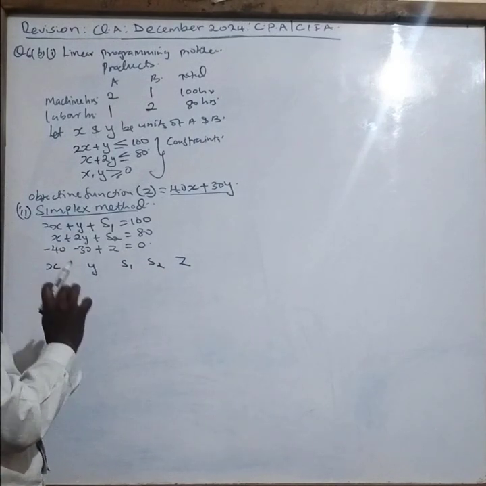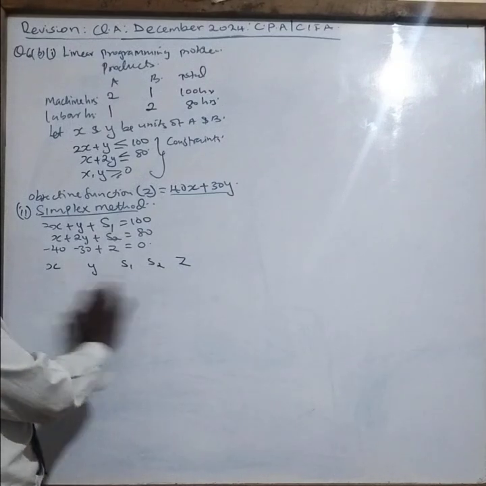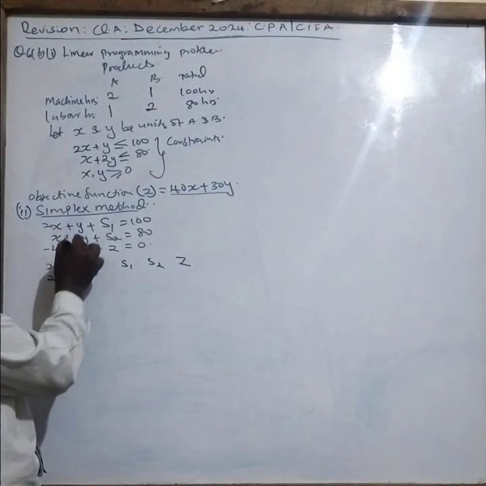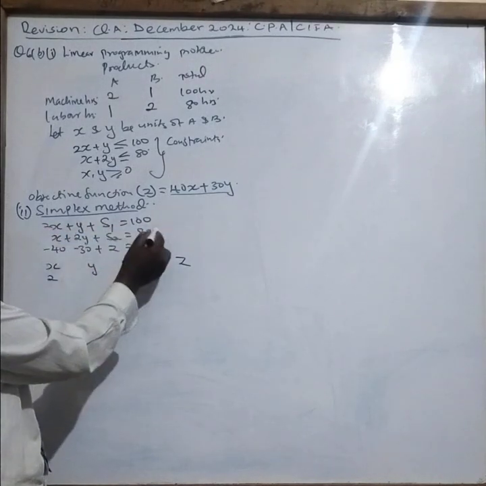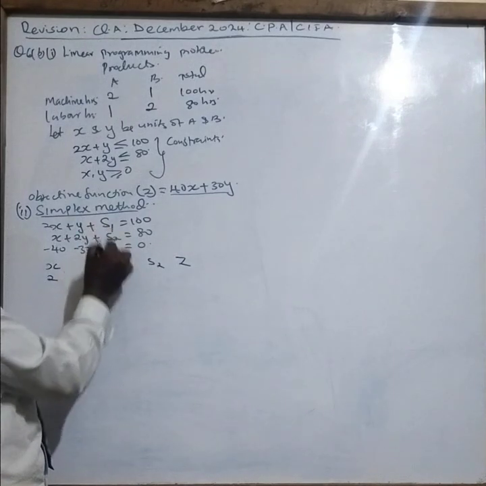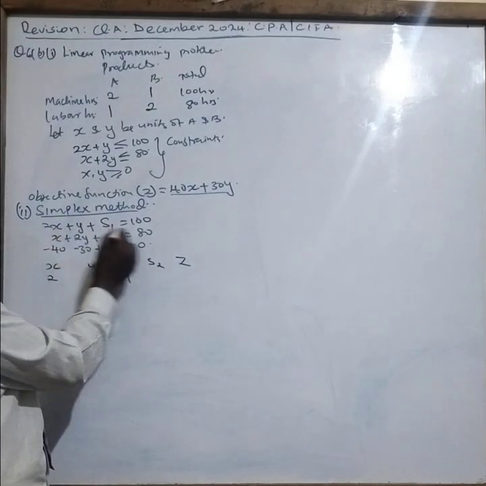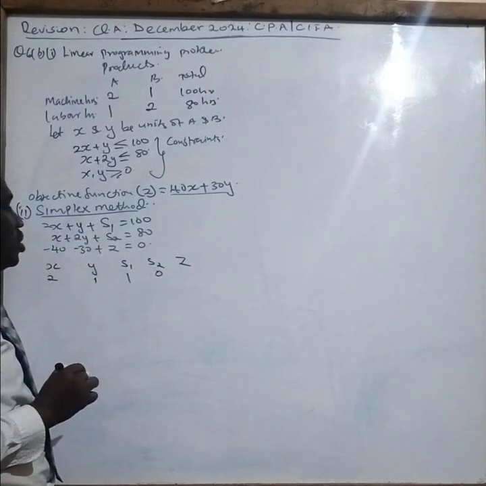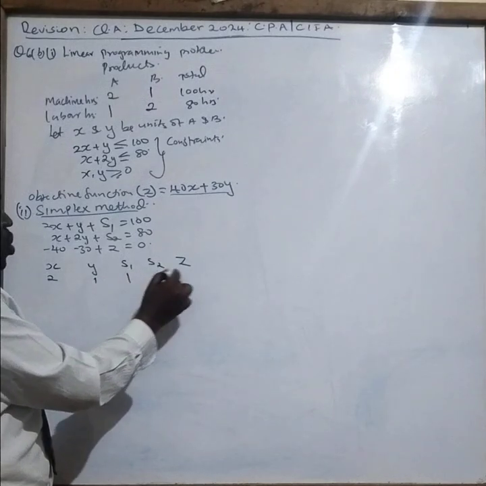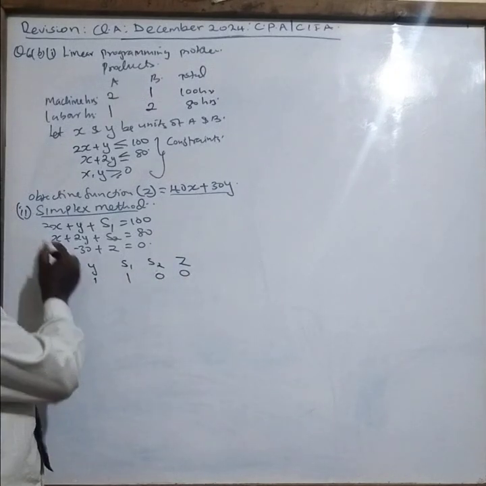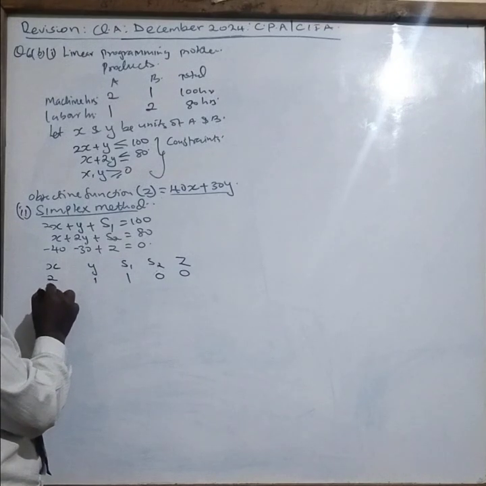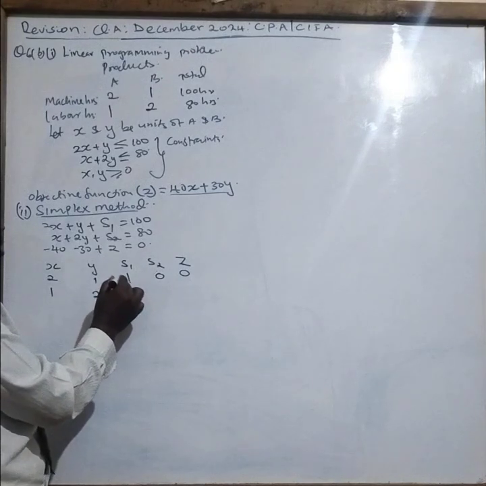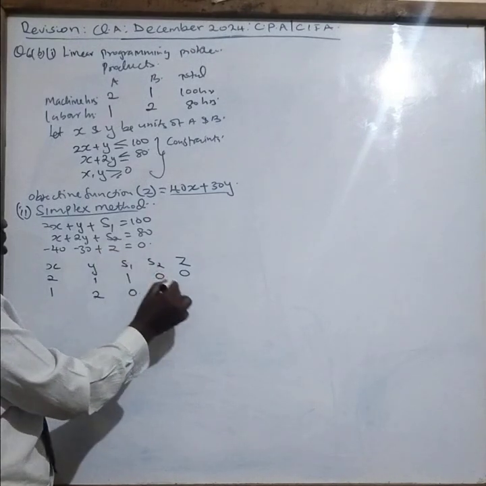From here now, we introduce the coefficients of these variables. So the coefficient for x is 2. In the first equation first, go with the first equation. 1 here, 1 is also there. So in the first equation, do we have s2? No. Do we have z? No. We put 0. In the second equation, do we have x? Yes, we have 1. Do you have y? Yes, we have 2. Do you have s1? No, we put 0. Do you have s2? Yes. Do you have z? No.